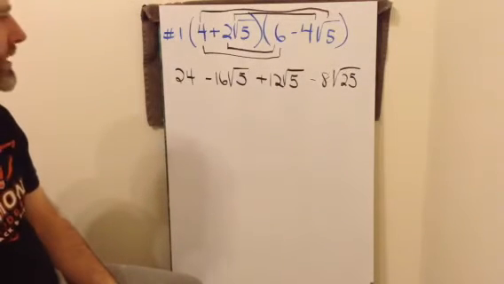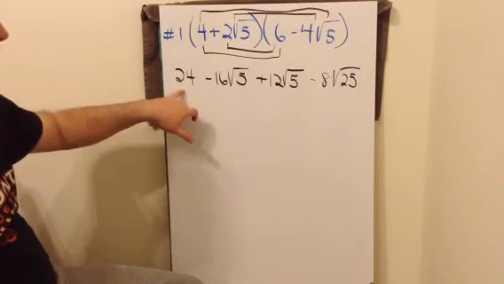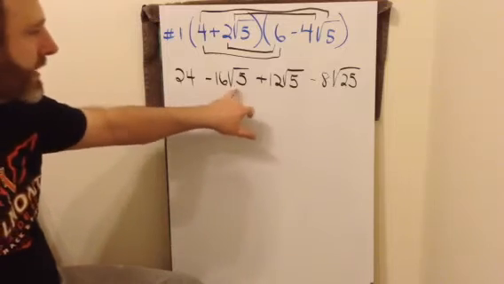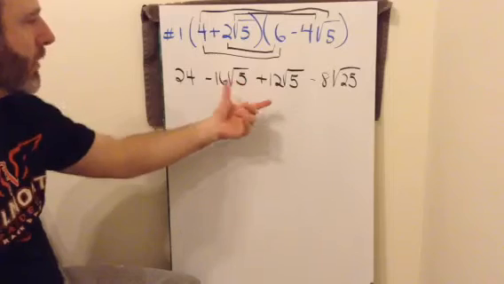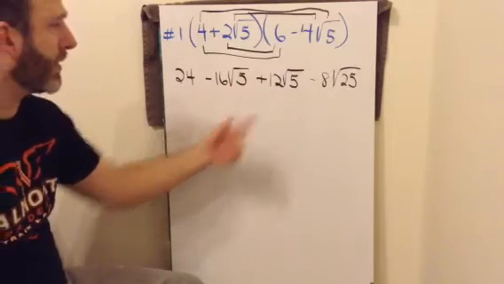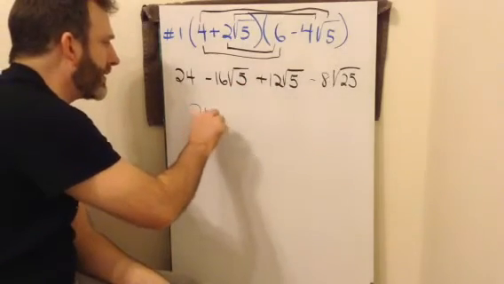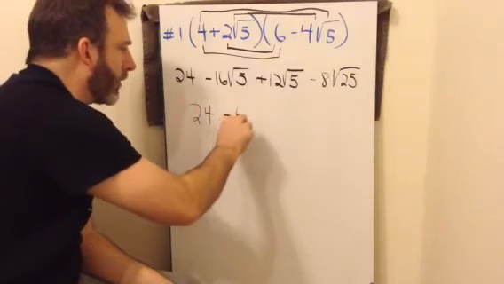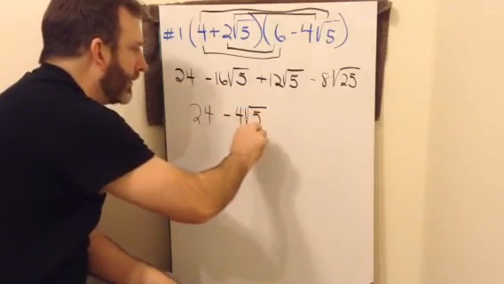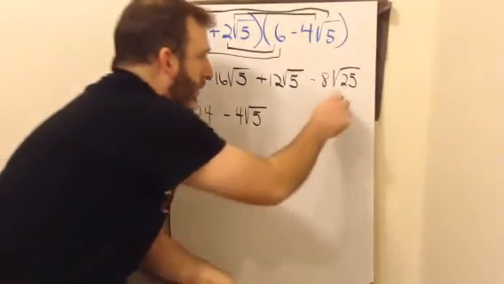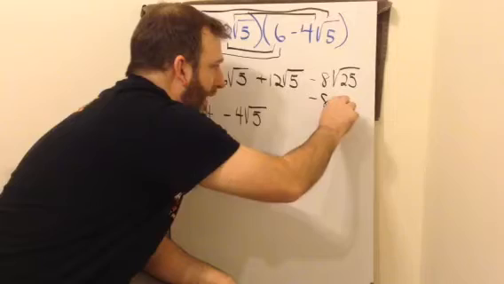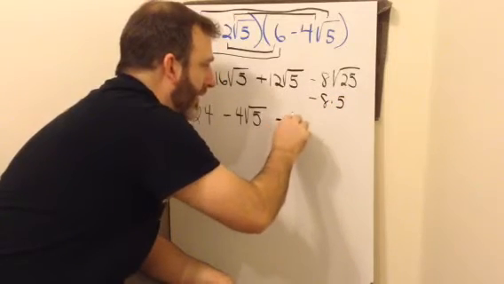Okay, so simplify where we can. We can't do anything with 24. These are like radicals. If we have the same index, same radicands, we can combine the coefficients. So negative 16 plus 12 gives us negative 4 root 5. Well, square root of 25 we can evaluate. Square root of 25 is going to be 5, so I have negative 8 times 5, which is negative 40.